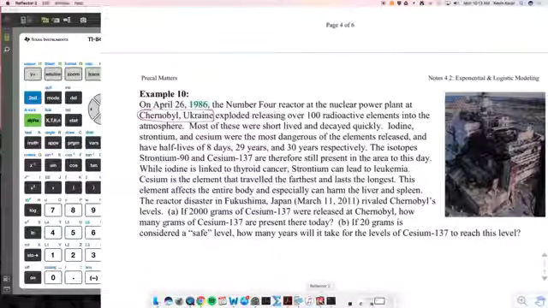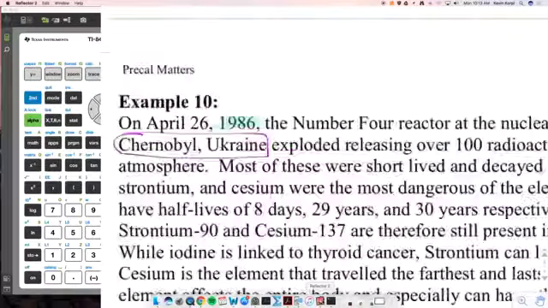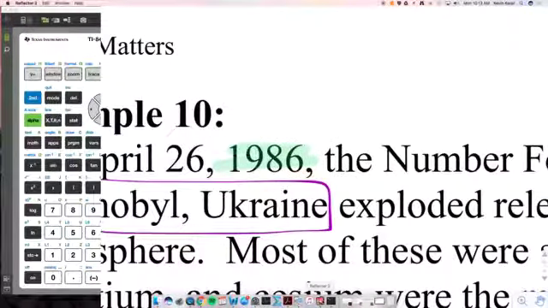Some of these had relatively short half-lives and dissipated very, very quickly. Some did not. Some of the elements released into the air, iodine, strontium, cesium, those are perhaps the most dangerous. Iodine wasn't that big of a deal because the half-life for iodine is only 8 days. Okay? Only 8 days. How long has it been since 1986? More than 8 days. Very good.